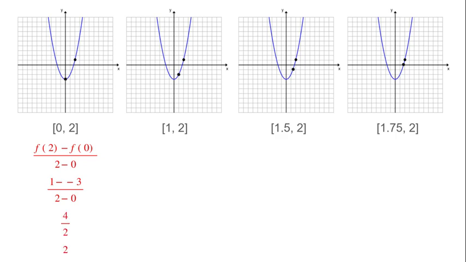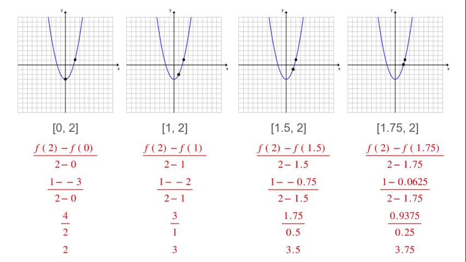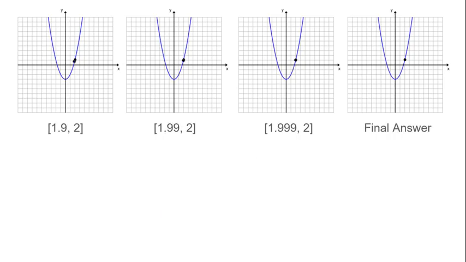Now I move my point further to the right, I find my rate of change, and I get a rate of change of 3. I do it again, closer, I get a rate of change of 3.5. I do it again, I get a rate of change of 3.75. And I repeat, the point keeps getting closer and closer and closer, 1.9, 1.99, 1.999.